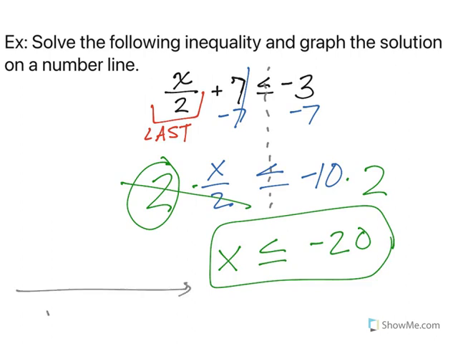So I draw my number line. I've got negative 20. Numbers get bigger going to the right. Numbers get smaller going to the left. Because of the equal sign, this is included, so I color it in. This is a closed circle. I'm going less than that, which means I shade to the left. And there we go.